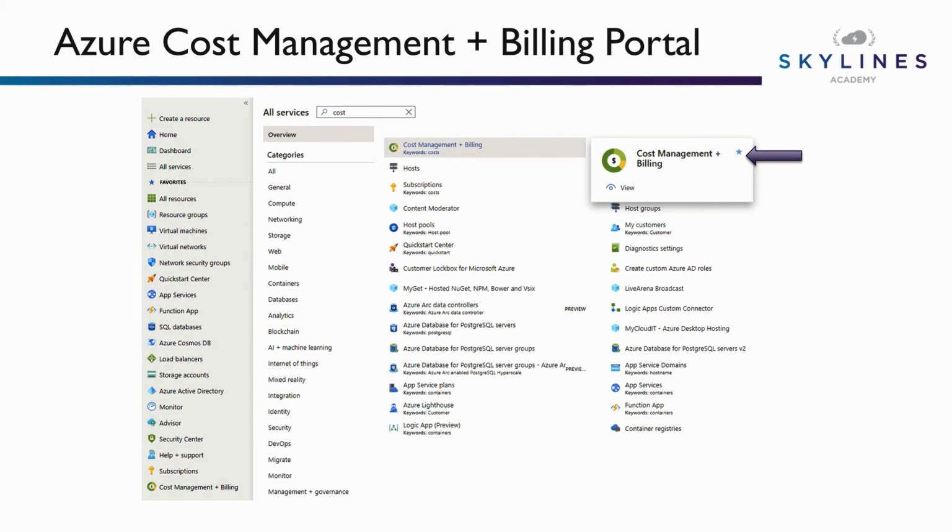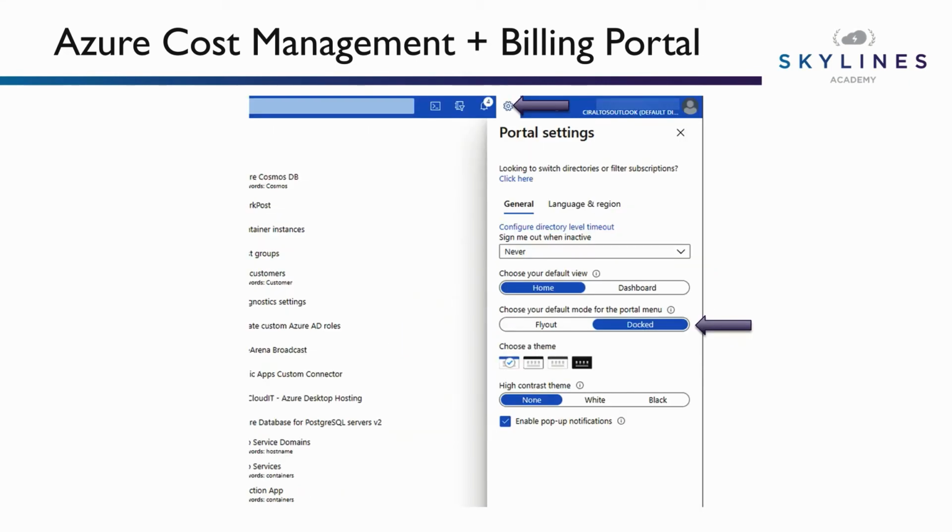Speaking of flyouts, your left side menu may be set to flyout. That, along with other options such as the theme, can be set by going to the gear icon at the top of the portal. Here you can set the menu to docked or flyout and access the other settings as well.